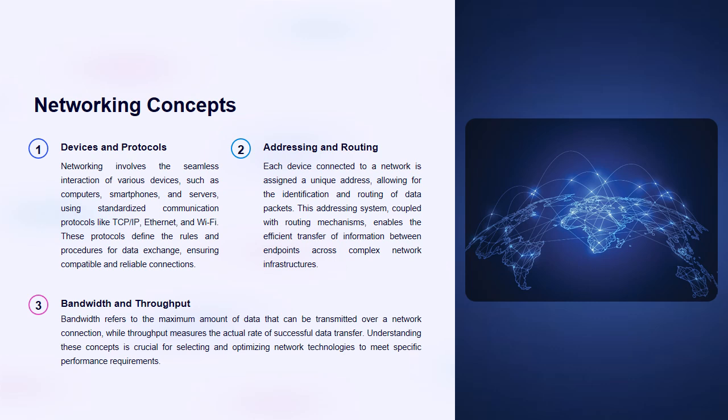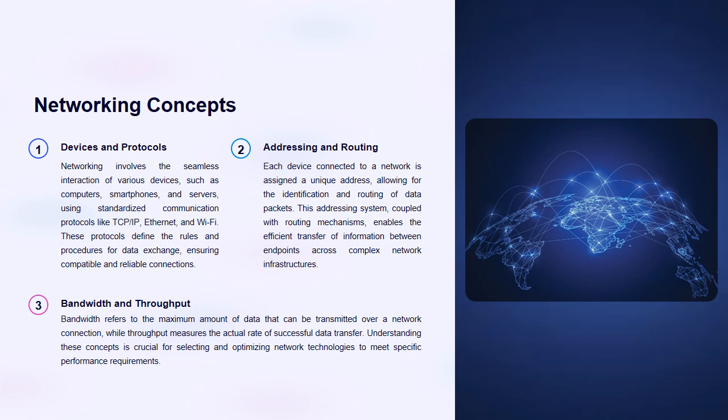Addressing and routing. Each device connected to a network is assigned a unique address, allowing for the identification and routing of data packets. This addressing system, coupled with routing mechanisms, enables the efficient transfer of information between endpoints across complex network infrastructures. And the last one is bandwidth and throughput.